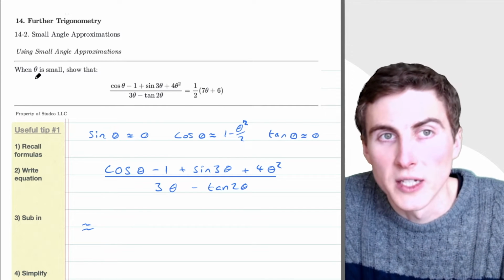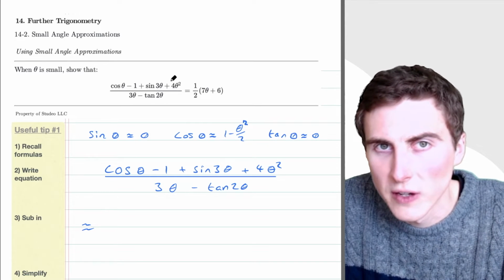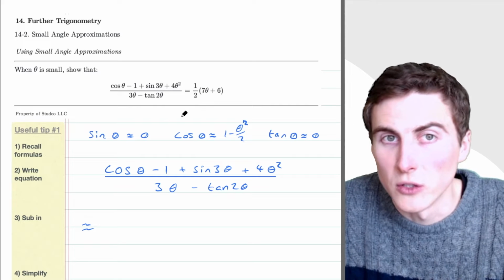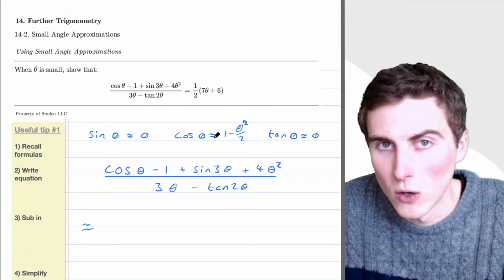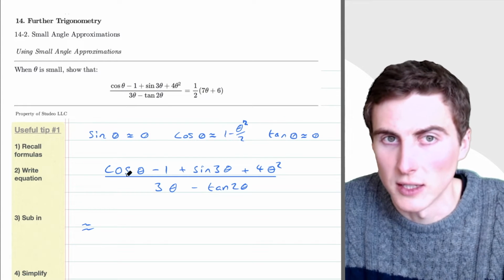So in this particular one, it says when theta is small, show that all of this fairly complicated stuff can be simplified to this here. So the way that we're going to do this is we write out our small angle approximation formulas, we write out the question, and then we're going to plug these things in.